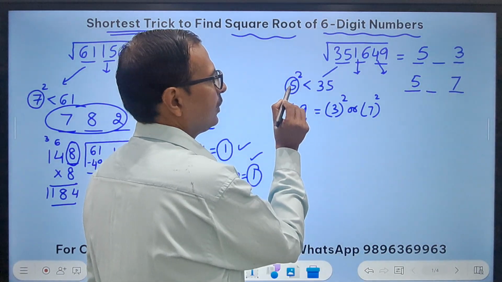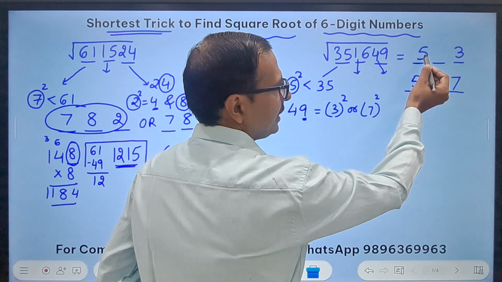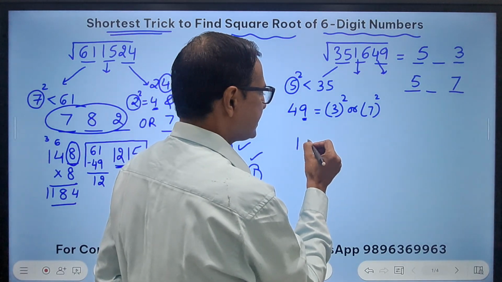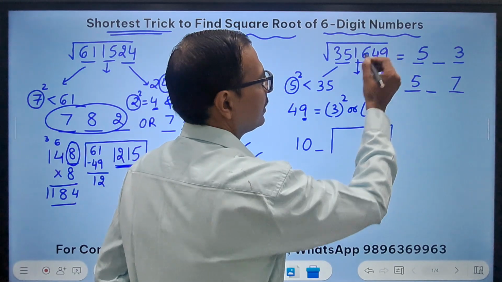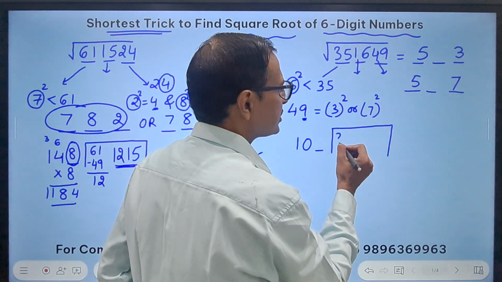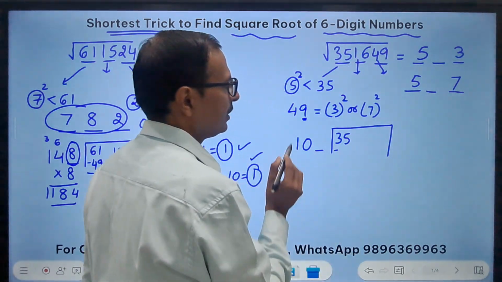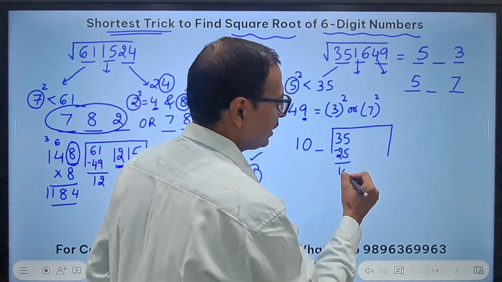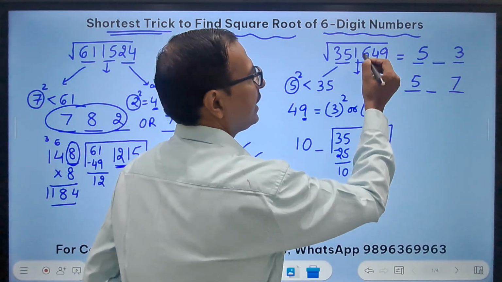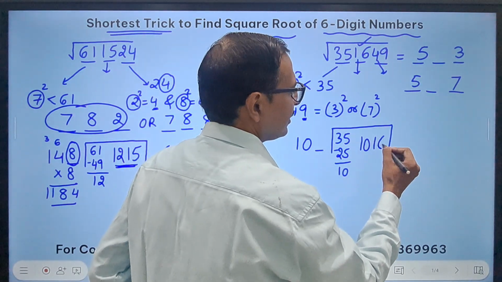What did I tell you? The number I chose here is 5, right? Double of that is 10, leave a space and then write the number. The first pair was 35, subtract what? 5 square, 25. From this, you get a 10. Write the 10 and the second pair 16.